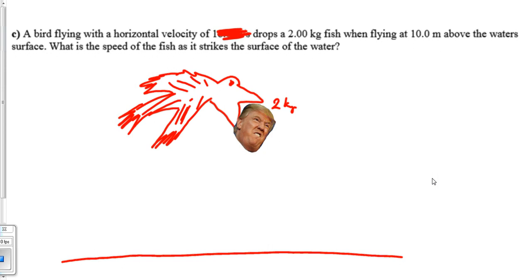Pterodactyl. Anyway, the bird is, how high above the water does it say? 10 meters above the water. And all the question says is, listen to this. How fast is the fish, pardon me, Donald, going when he strikes the ground? This problem is very easy.